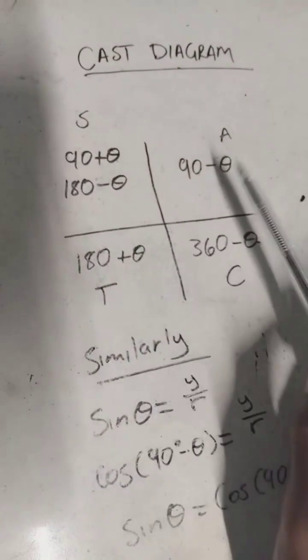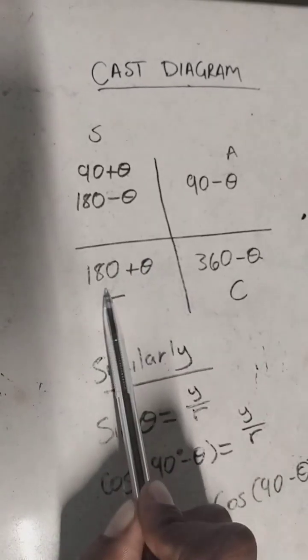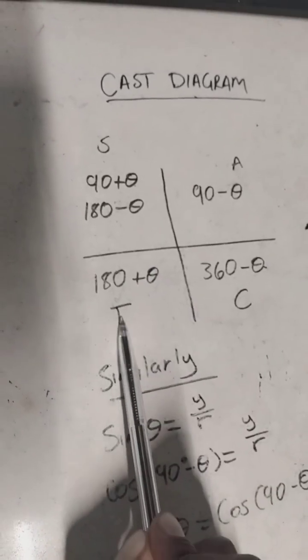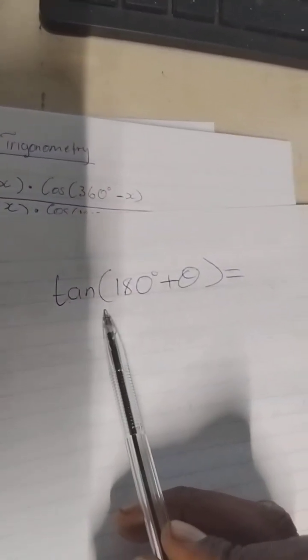Let's go back to our CAST diagram. On our third quadrant, we have only tan being positive. So now we don't have tan here. So what I will do, I will just ask a very simple question. What is going to be our tan 180 degrees plus theta equivalent to, so that we can confirm for those who need confirmation?